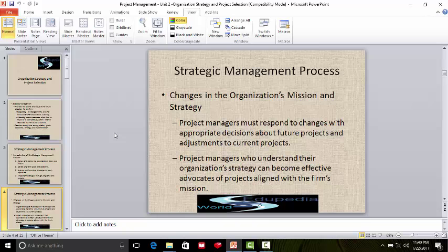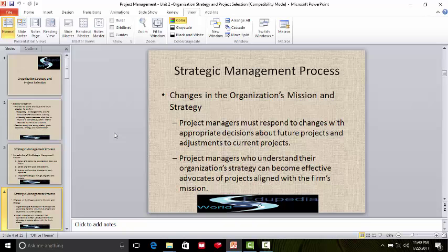For example, if there is a change in an objective or a change in the mission or vision, then they need to analyze the impact of the changes on the current projects and also on future projects, and make the changes accordingly.